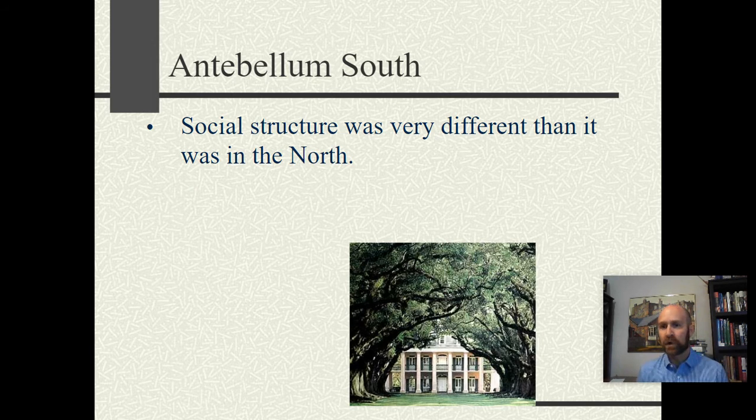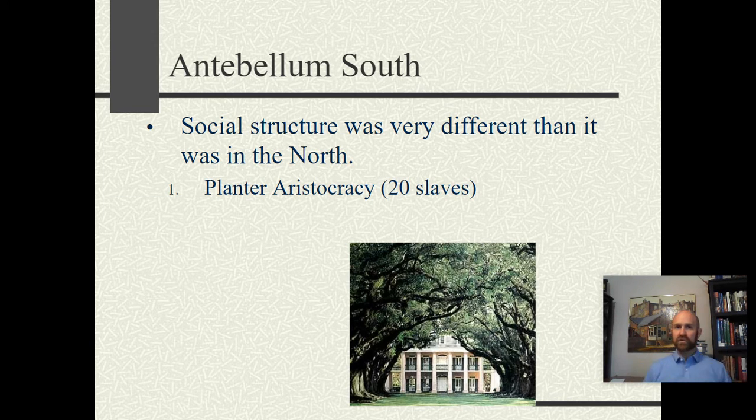And it has to do with the social structure, right? Because there are a few things out there in life that humans value more than money, right? And one of those things is social status. I mean, you see people all the time going broke trying to impress other people. And so it's that kind of thing that's at play here. And so at the top of the social structure, you have your planter aristocracy. This is the elite of the elite, the super rich. They own 20 or more slaves, sometimes up to hundreds of slaves. These guys are super, super, super wealthy.